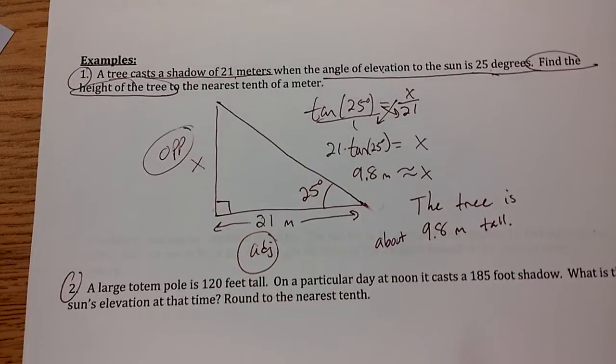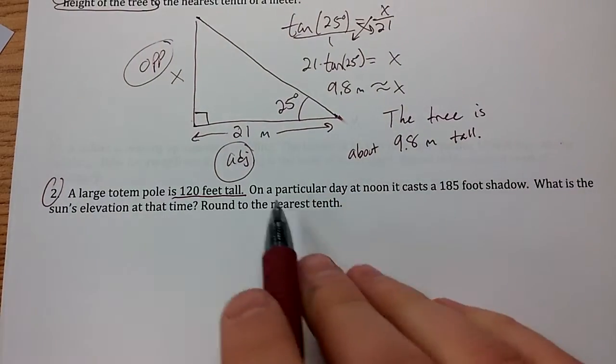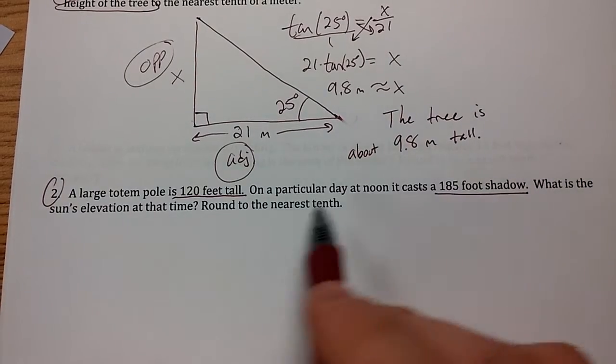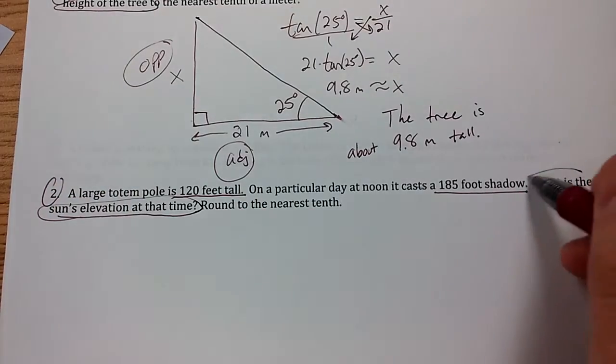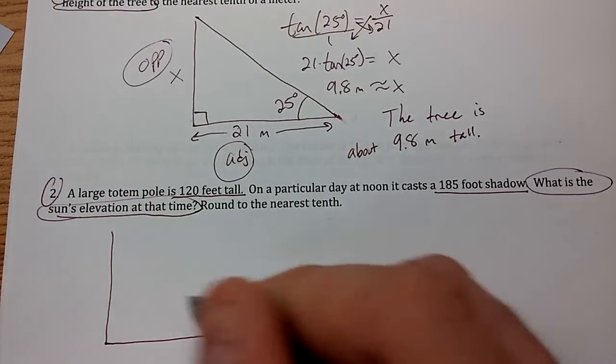Number 2 on the sheet. A large totem pole is 120 feet tall. On a particular day at noon, it casts a 185-foot shadow. What is the sun's elevation at that time? Round to the nearest tenth. Draw your picture of the right triangle.